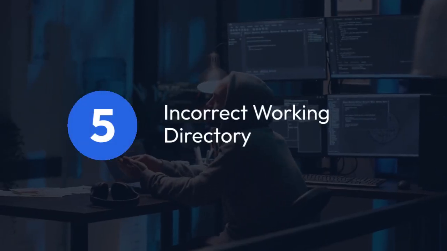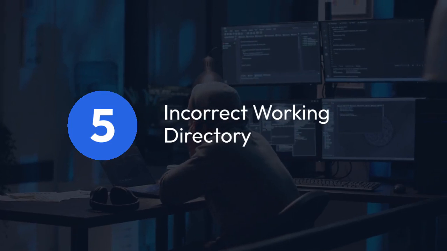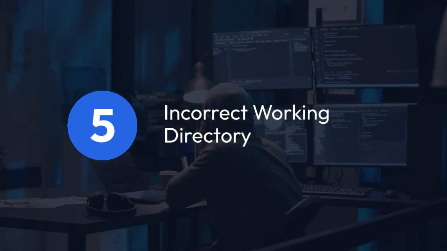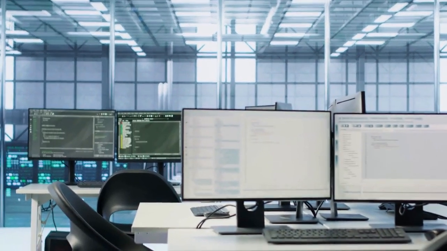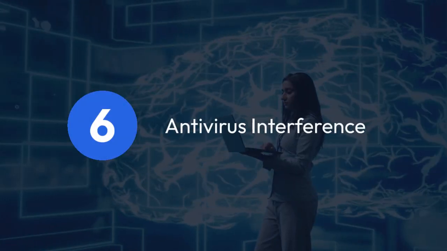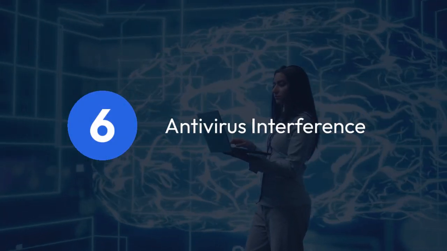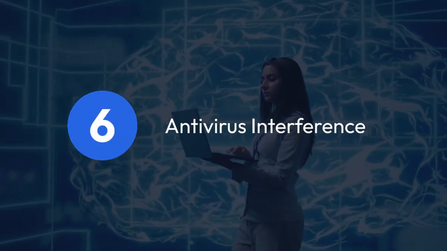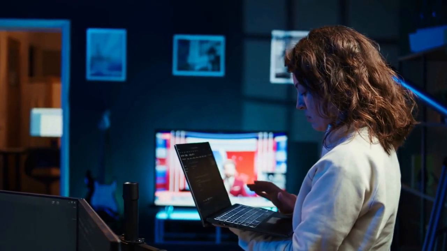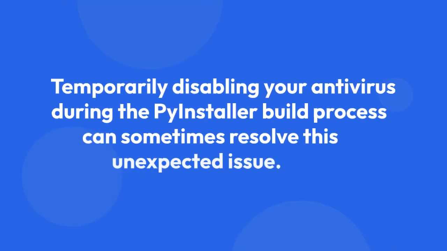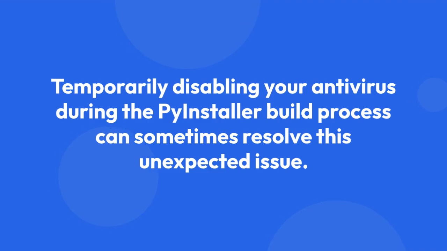5. Incorrect working directory. The working directory of your packaged application might be different from what your script assumes. Ensure your relative paths are adjusted correctly within the bundled application's environment. Using absolute paths frequently eliminates this problem. 6. Antivirus interference. In rare cases, your antivirus software might interfere with PyInstaller's operation, preventing it from correctly accessing or writing files during the build process. Temporarily disabling your antivirus during the PyInstaller build process can sometimes resolve this unexpected issue.